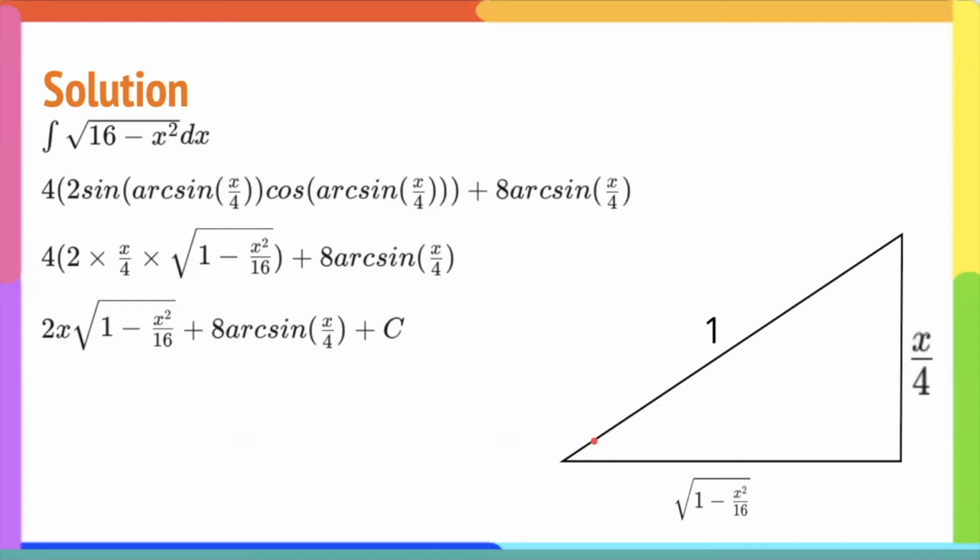And then cosine of this angle, you can see that it's adjacent over hypotenuse, and the adjacent, we can determine that with the Pythagorean theorem. All right, and then so we get that cosine of arc sine of x over 4 is the square root of 1 minus x squared over 16. And then simplifying this further by canceling out 4 and 4, we get that this is our final answer.